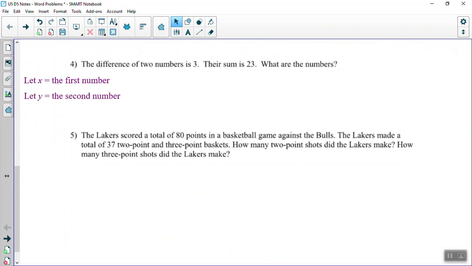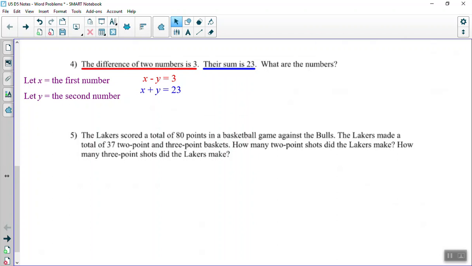So the difference of these 2 numbers is 3. Well, difference means we're going to subtract. X minus Y is 3. Their sum is 23. Okay? So sum means we're going to add those 2 numbers. X plus Y is 23. There we go. Now we have our system.